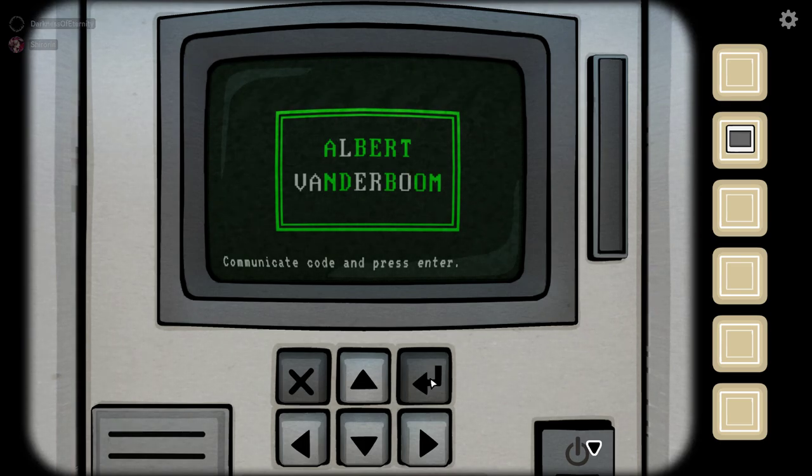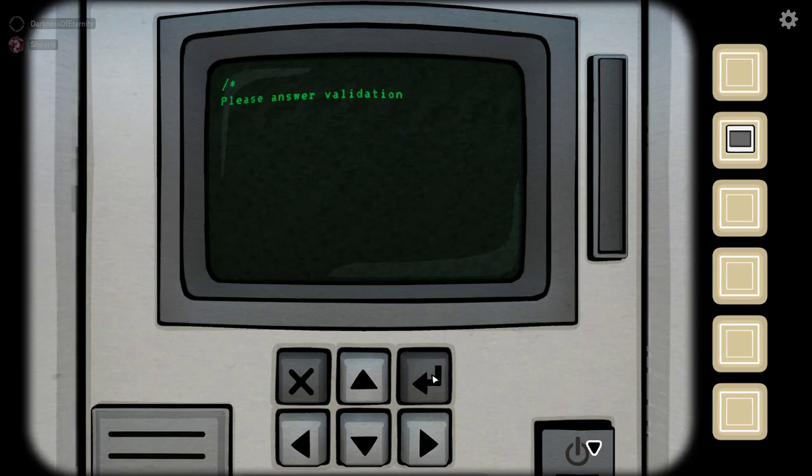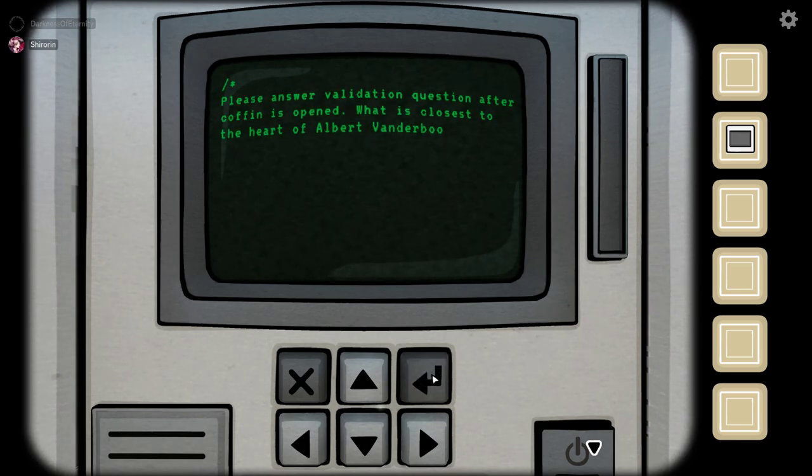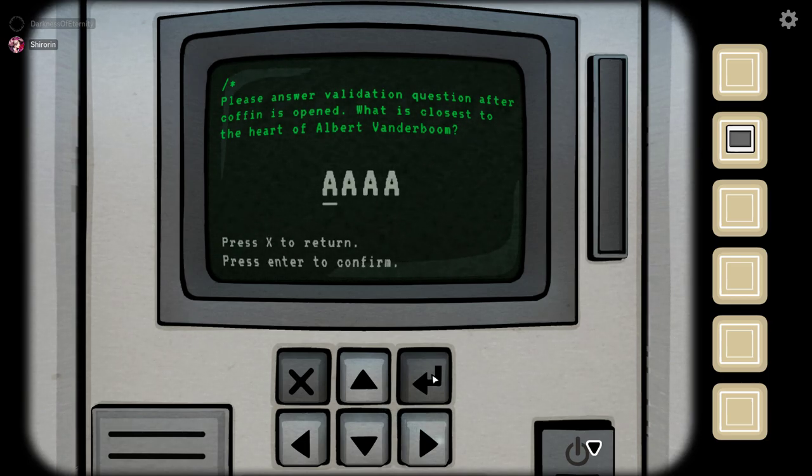First or second? Huh? First or second? Vanderboom, right? There's two O's. It's like, which one? The first O. Sorry. Okay. Please answer my patient question. After coffin is opened, what is the closest to the heart of Albert Vanderboom?